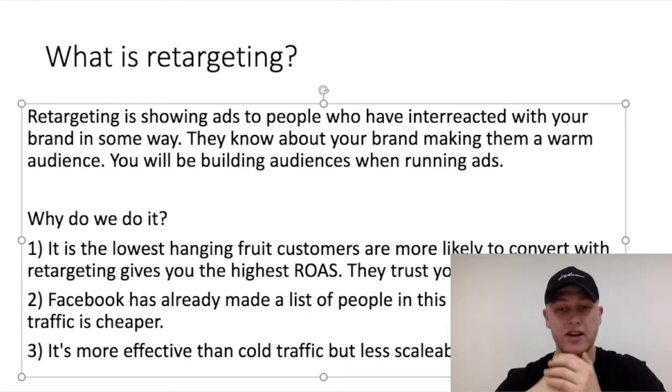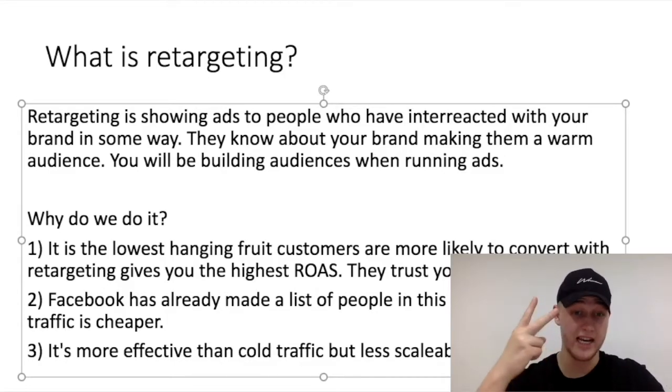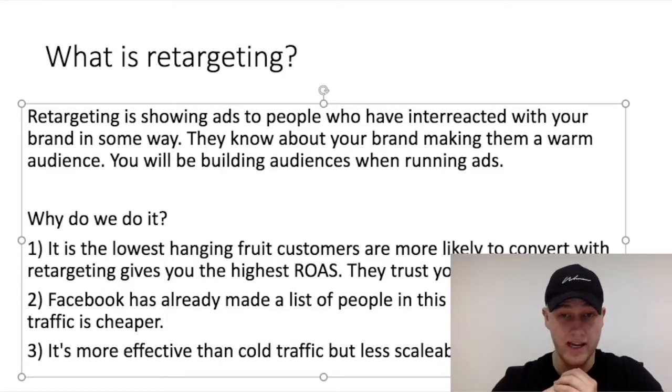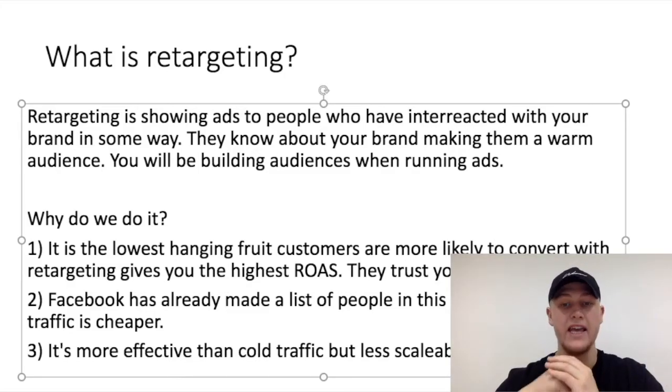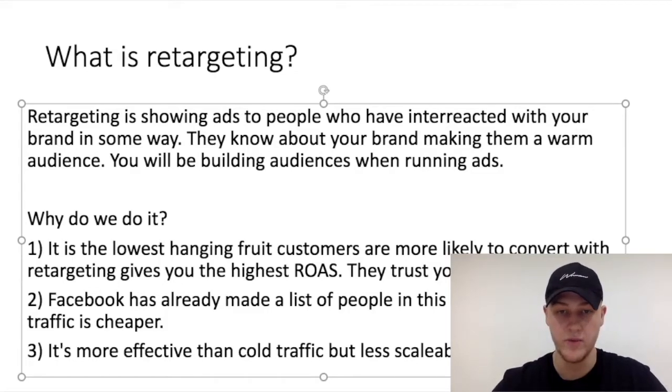You've built trust with them, they know your brand, and this gives you the highest return on ad spend. Secondly, Facebook has already made a list of people in this audience, so the traffic is cheaper, because Facebook doesn't have to actually go out and find the people. CPMs tend to be a lot lower. It is more effective than cold traffic, but it is less scalable, and that's obvious.